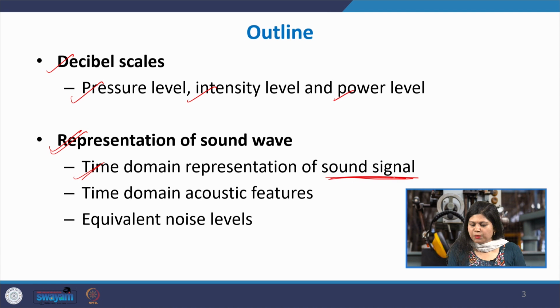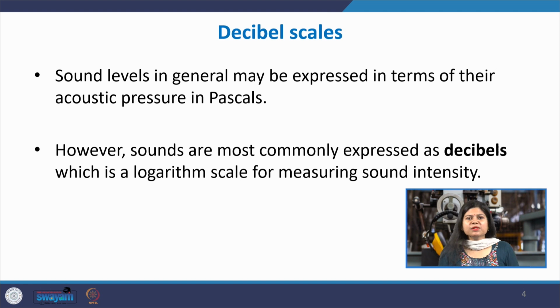So, from now on, before that I was considering sound as a wave and as a physical phenomenon, but now this is a signal that has been measured by us and given to us, and how we do the engineering and obtain some interpretable numbers. Equivalent noise levels concept will also be introduced and various other acoustic features of sound signal. So, decibel scales. Decibel scales were introduced to measure the level of sound.